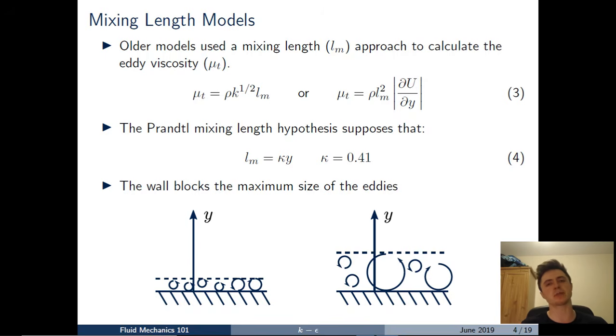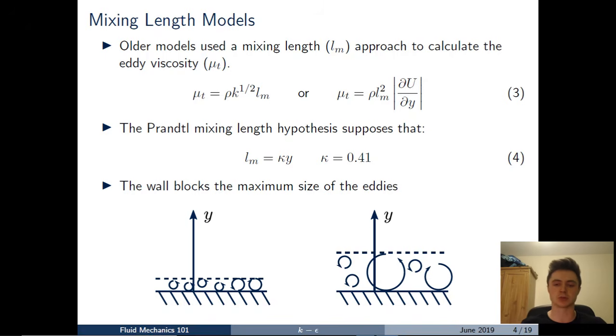So how do we specify this mixing length? Because this really is just an indicator of what the turbulent structure is like at that region in the flow. One of the earlier approaches is the Prandtl mixing length hypothesis, which you can see there in equation 4. What the Prandtl mixing length hypothesis says is that if we're at some distance y from a wall, then the maximum size of the eddies is limited by the presence of the wall.